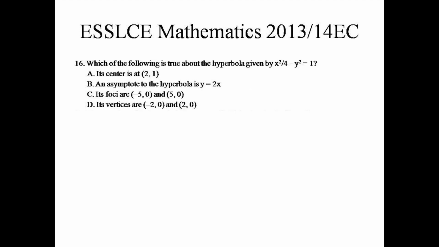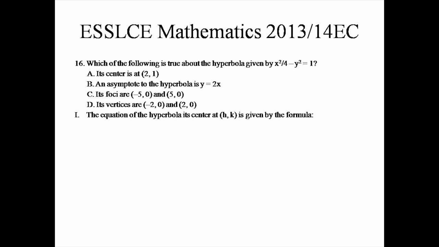Question number 16. Which of the following is true about hyperbola given by the equation x^2/4 - y^2 = 1? A. Its center is at (2, 1). B. An asymptote to the hyperbola is y = 2x. C. Its foci are (-5, 0) and (5, 0). D. Its vertices are (-2, 0) and (2, 0).